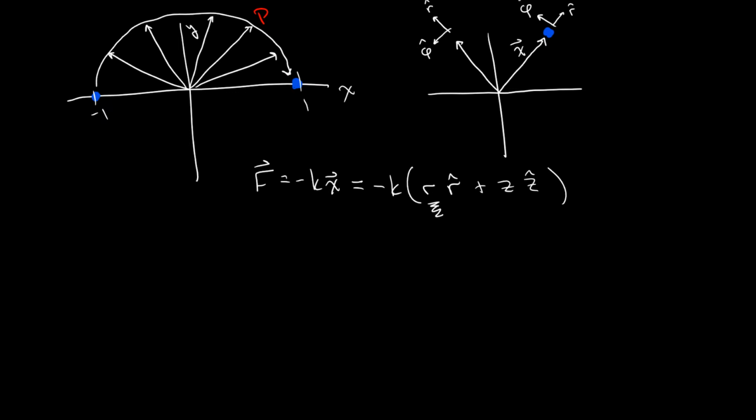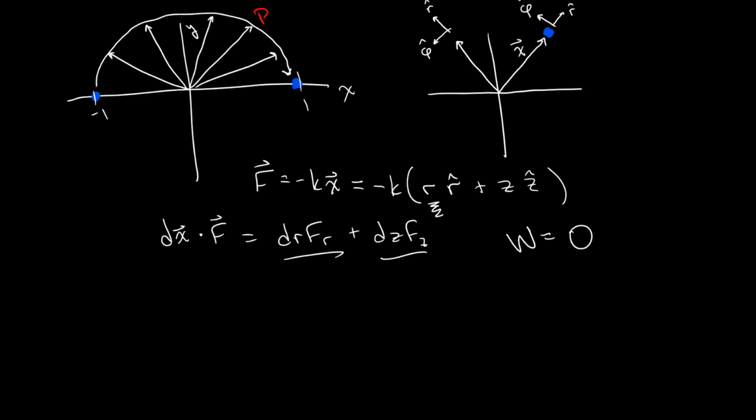But so I'm changing only in the phi hat direction, but my force never depends on the phi hat direction. So when I do something like dx dot f, this is only going to give me something like dr f_r plus dz f_z in this particular case. But like I said, these two never change, and so hopefully it's easy to see that the work will again end up being 0.